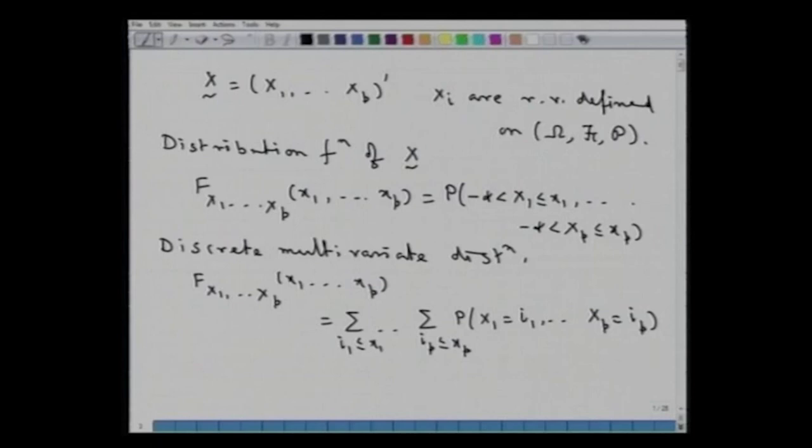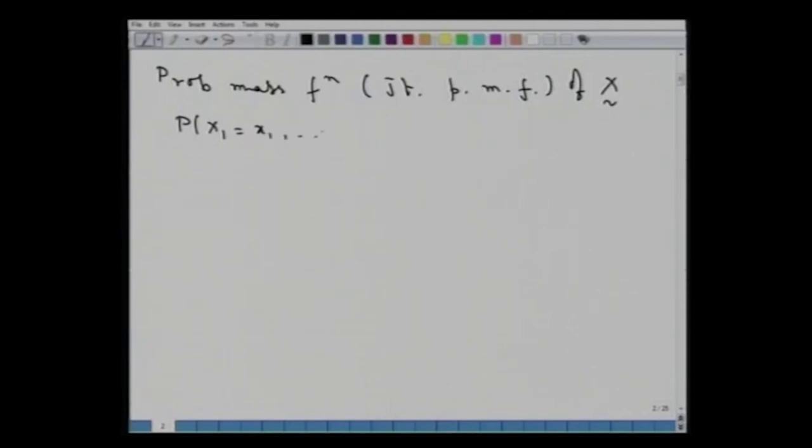Now, given the joint distribution function of this set of p random variables constituting this multivariate random vector, we can define marginal probability mass functions and joint mass functions. So, the joint probability mass function of this multivariate random vector x is defined in the following way: it is the probability that X1 equal to small x1, ..., Xp equal to small xp. So, we call this particular quantity the joint probability mass function.